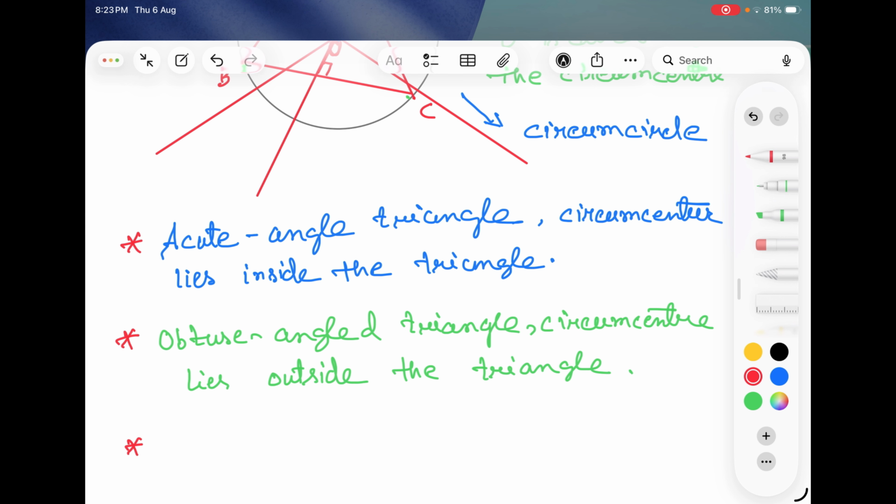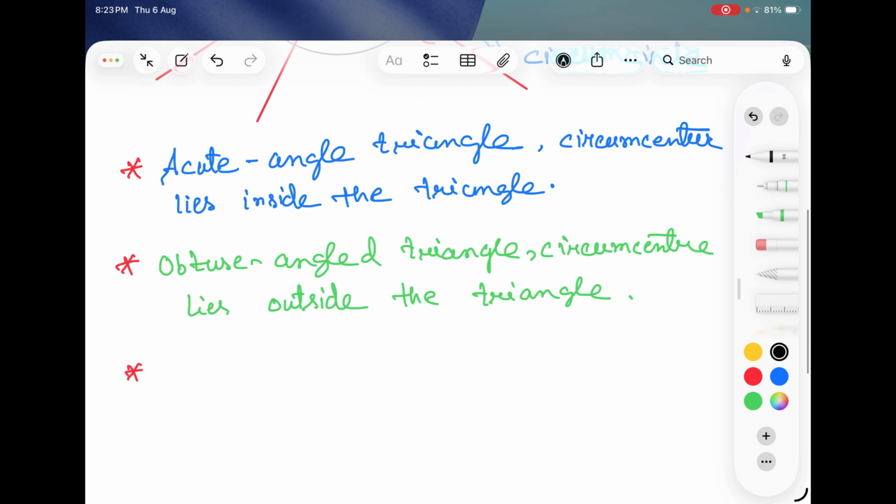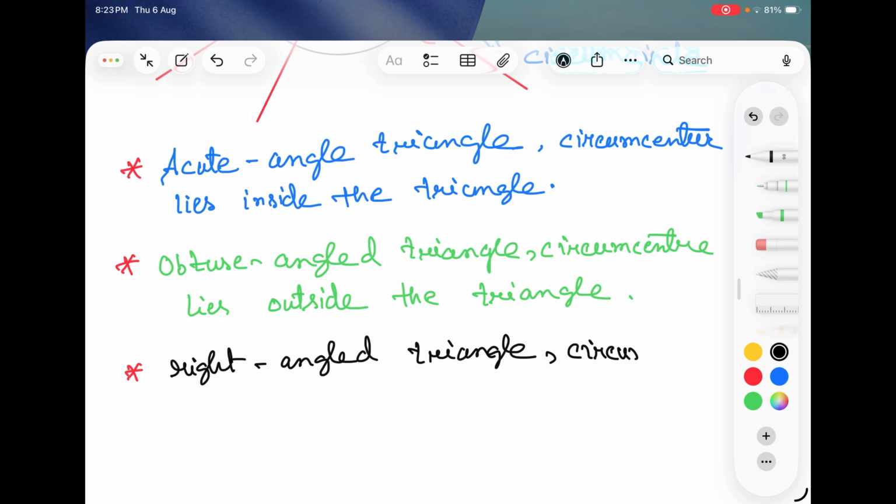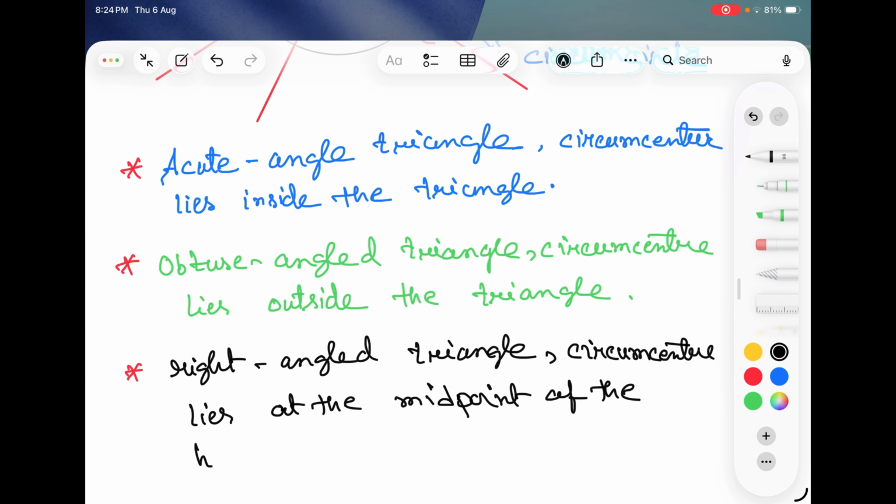And in a right angled triangle, the circumcenter lies at the midpoint of the hypotenuse.